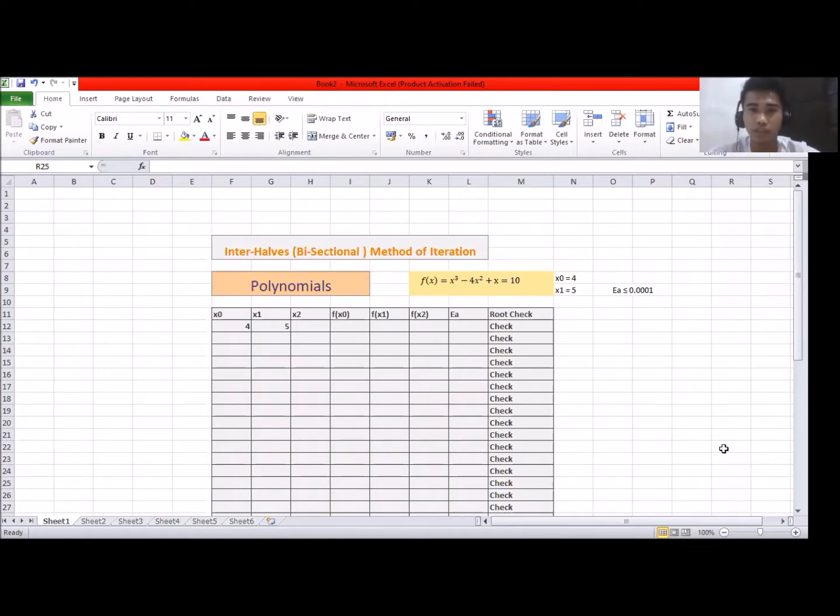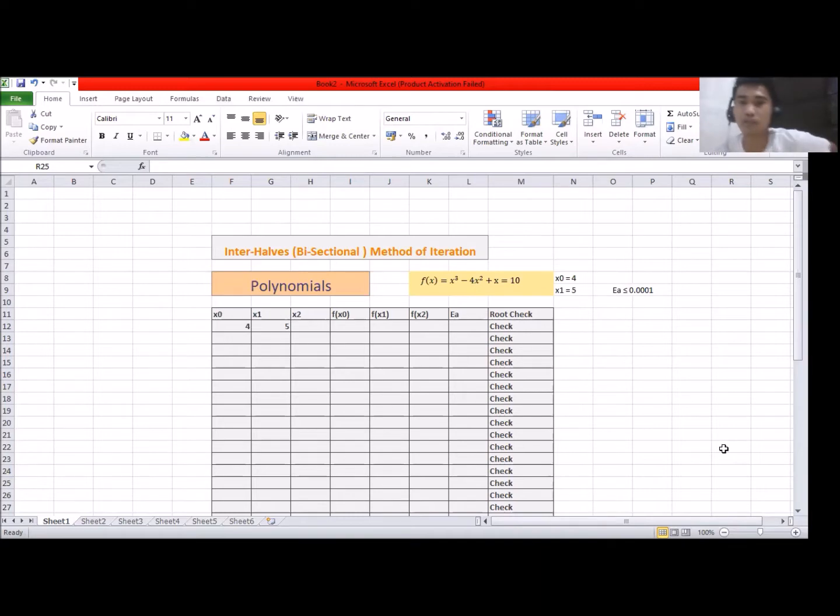So, what is bisection? Bisection is the essence of the numerical methods, where it is the easier way to get the estimated roots. It can be used for both polynomial functions and transcendental functions. First of all, we will solve the polynomial functions using the bisection method of iteration.